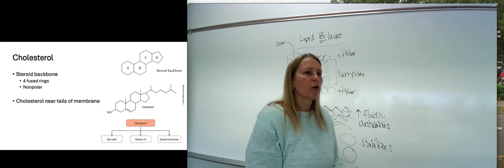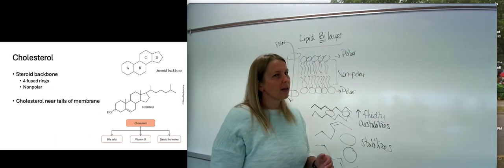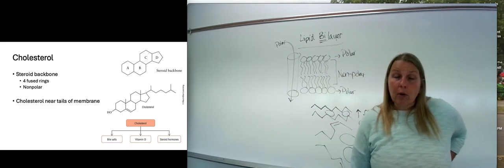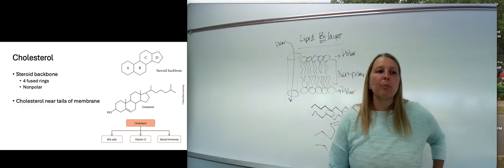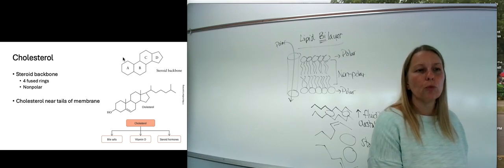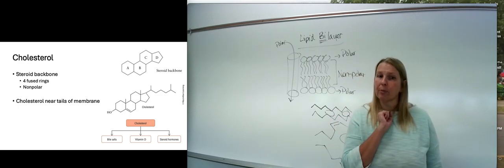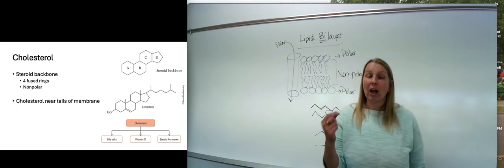So again, here's what the structure of cholesterol looks like. I do not expect you to draw it, but you should recognize it. Cholesterol is based on a steroid. So a steroid backbone is 4 fused rings, like you see up here, A, B, C, and D. Cholesterol, by definition having the OL group there, means that it has an alcohol group.